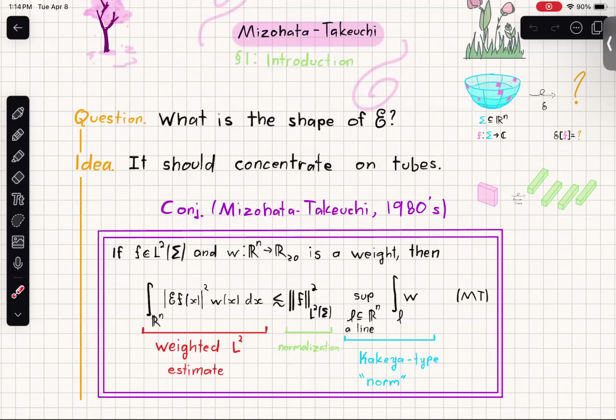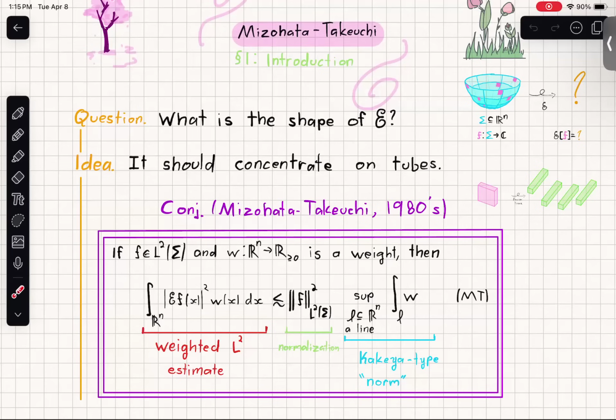And the idea is that if it concentrates on tubes, you can imagine that this quantity here should tell us the total number of tubes, the total tube mass that we have. Because you can break it down: take the Fourier transform of frequencies that are all in one small part, and then you're going to see a lot of translations of these tubes. The idea is this should tell us the total amount of tube mass that we have. And this quantity tells us the total amount that a single tube can contribute.